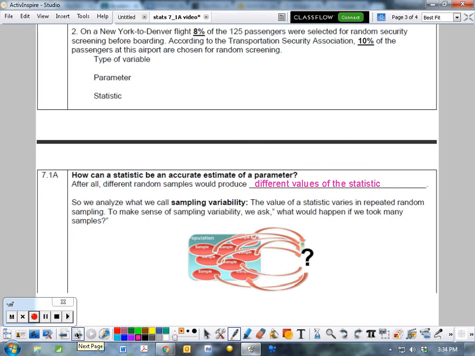Okay, next problem. On a New York to Denver flight, 8% of the 125 passengers were selected for random security screening before boarding. According to the TSA Association, 10% of the passengers at this airport are chosen for random screening. So we have numbers, but these numbers actually represent a percentage or a proportion. And we use percentages and proportions for dealing with categorical data.